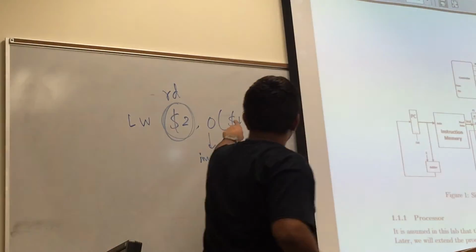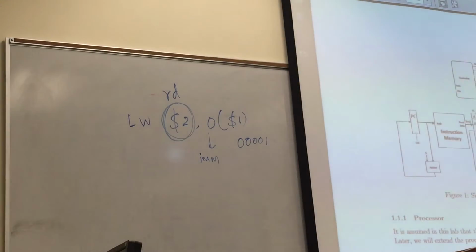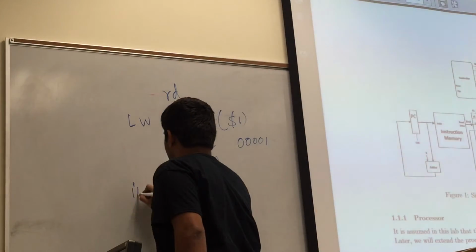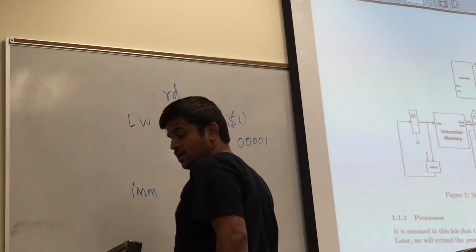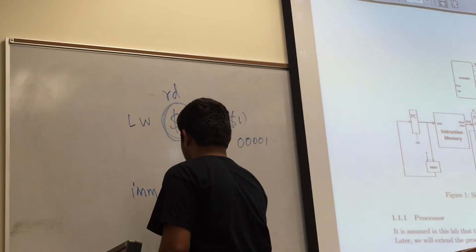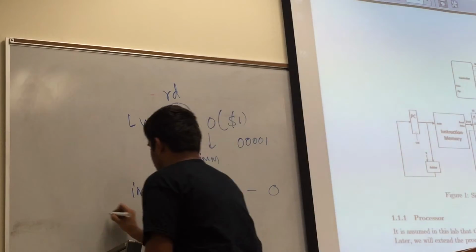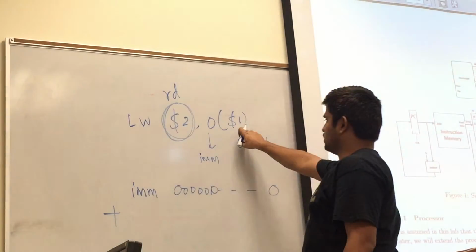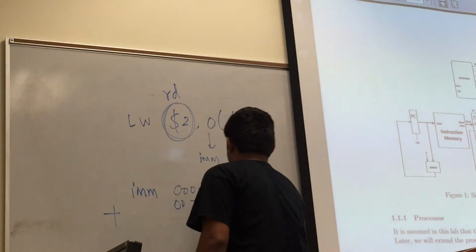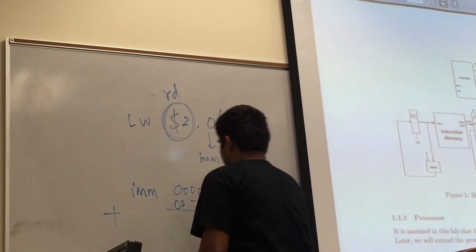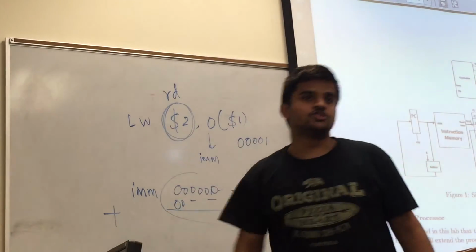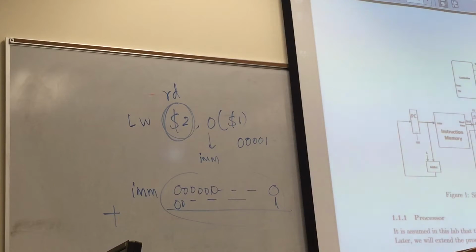So this is nothing but an add operation. You will do the immediate sign extended, that will be all zeros, plus $1, which is all zeros and 1. So this add operation should be done using the ALU. This add operation is done using the ALU.